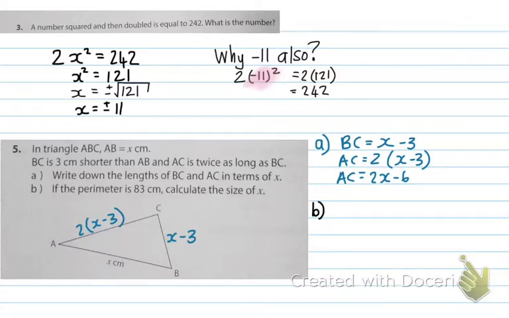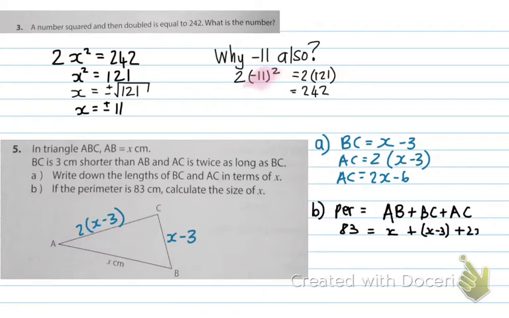Then B says, if the perimeter is 83 centimeters, calculate the size of x. So for the perimeter, I'm going to add all the sides. AB plus BC plus AC. Okay, what was AB again? x. Okay, the perimeter, they gave me 83. So in the place of perimeter, I'm going to put 83. AB was x, BC was x minus 3. And AC was 2x minus 6. That's what I worked out in number A.